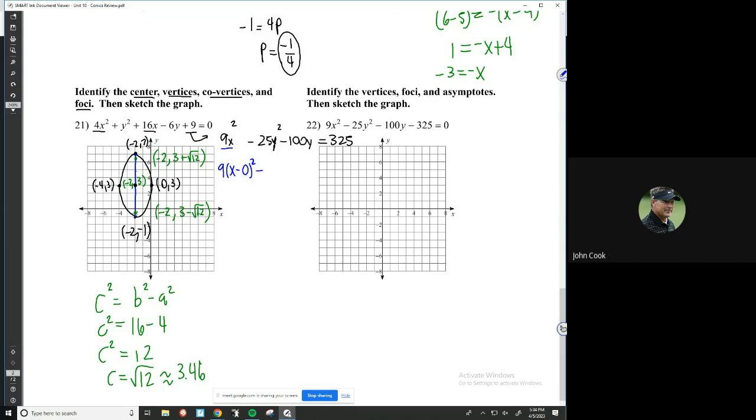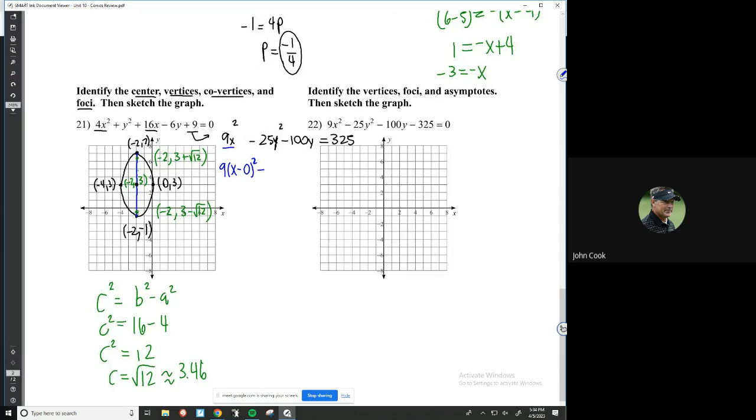And the rest of it, I got to complete the square. So I got to factor out a negative 25 from the y part. So if I factor out the negative 25, I get y squared minus, wait, actually, since I took out a negative, the negative comes out of that also. So it's actually plus 4y. There we go. Equals 325.